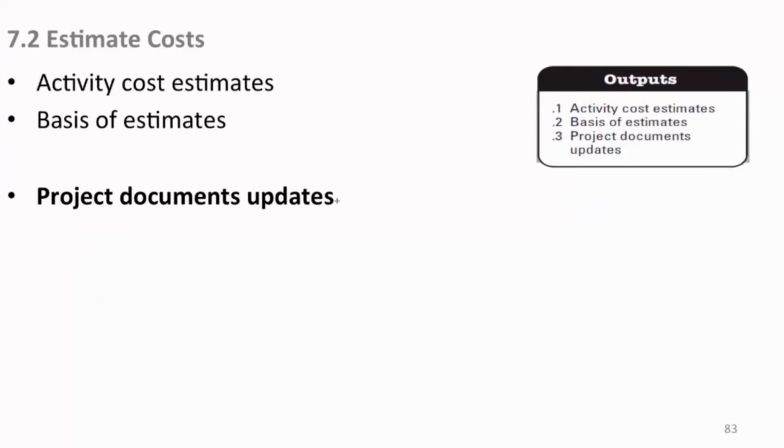Also, project documents are updated, in particular the risk register, because we're talking a lot about reserves and the money you need to set aside to compensate for known and unknown events, whether they're in the activity cost estimate or above in your management reserve.